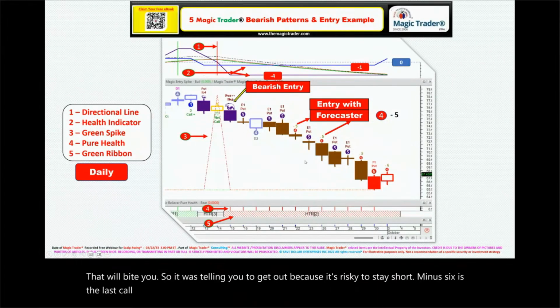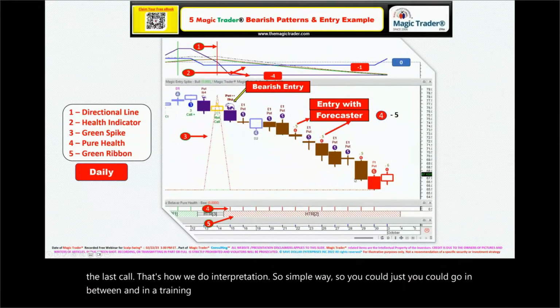That's how we do interpretation, so simple. So you could, yes, you could go in between, and in a training, I have a table there showing which institutions or which type of institution loves this color.